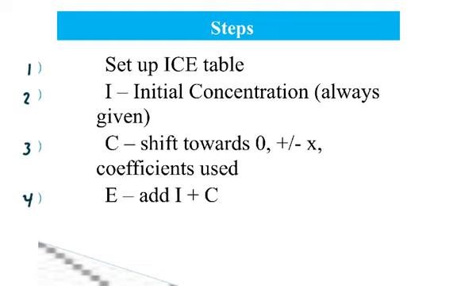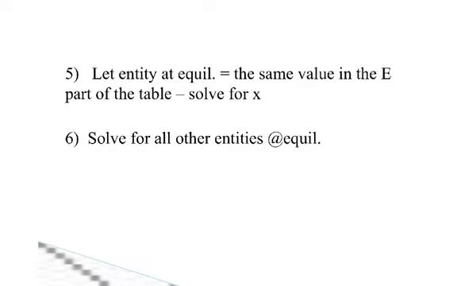So let's just review our steps for solving this type of question. Number 1, set up an ice table. Number 2, put in your I. These are always given. These are your initial concentrations. They're going to come right out of the word problem. Number 3 is the C, the shift towards the 0. So you're going to put in pluses and minuses of X and use the coefficients to figure out how many X's. In part 4, that's your E. You're going to add your I and C together. In number 5, you're going to let the entity at equilibrium equal the same value in the equilibrium part of the table and solve for X. And finally, 6, you're going to solve for all other entities at equilibrium, which is our goal.